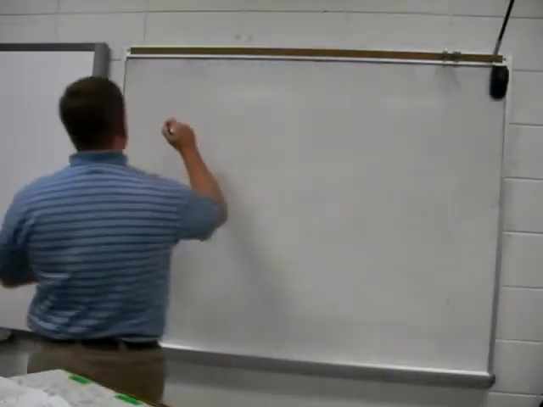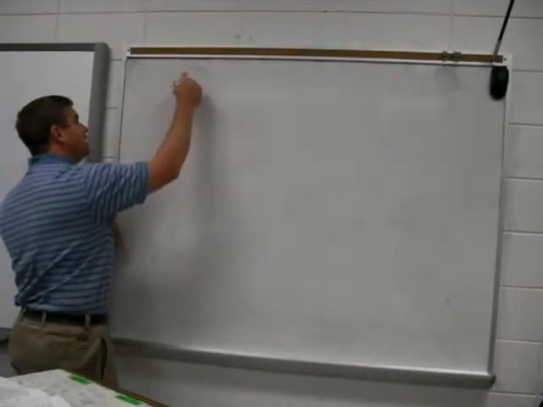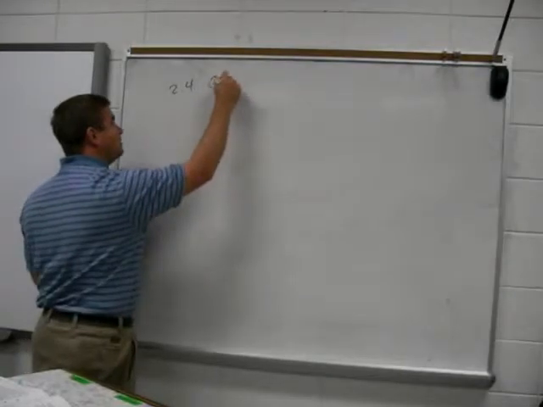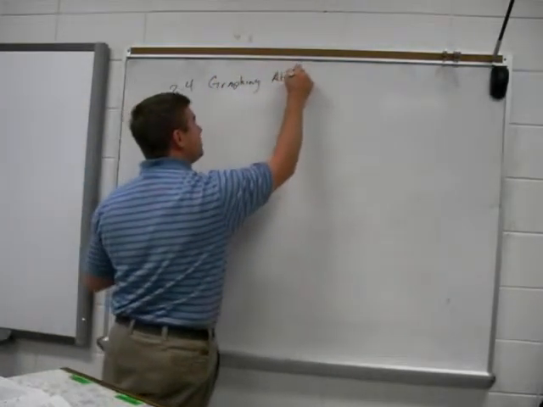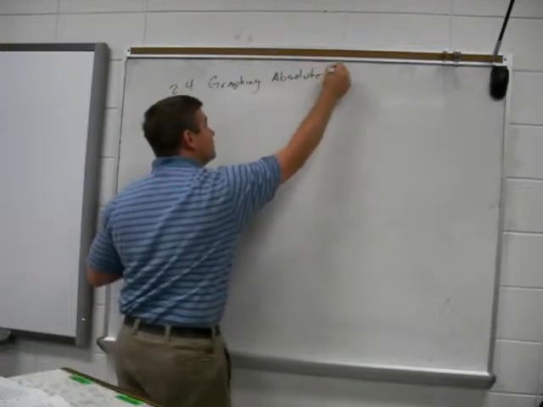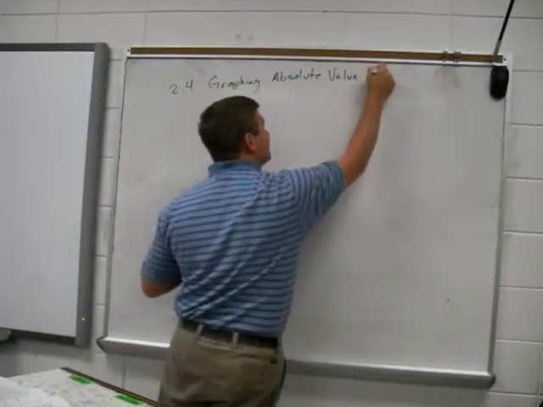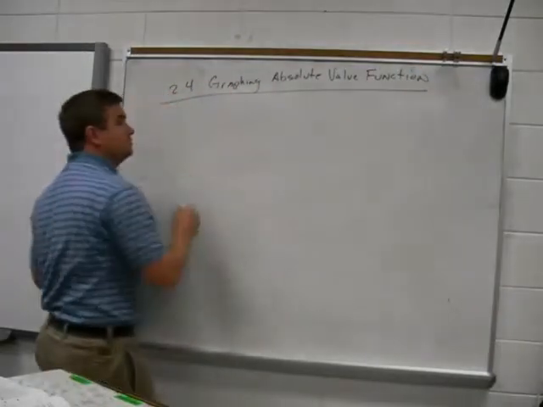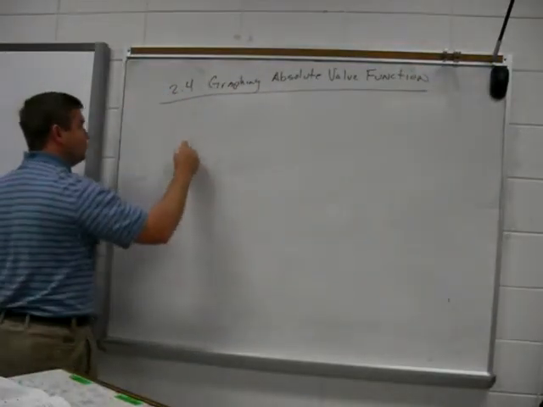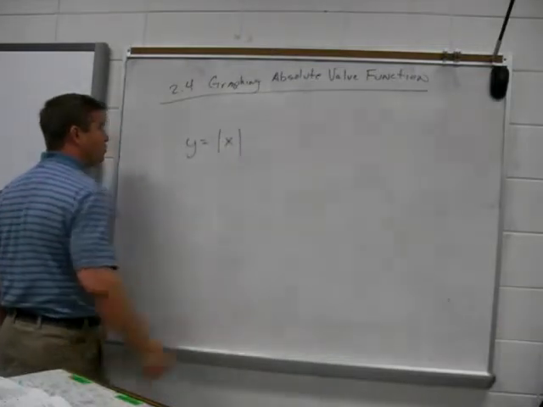Call them nuggets because they're little tiny things that you have to remember. This is 2.4, graphing absolute value functions. Okay? The easiest one, we're going to start off with the standard form.